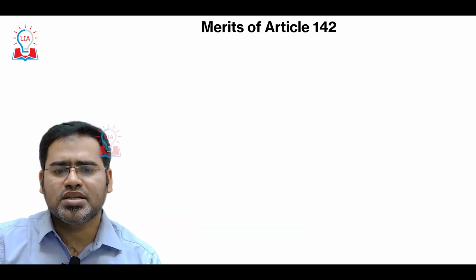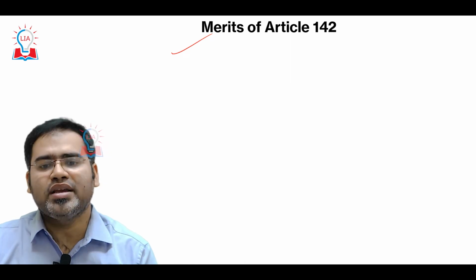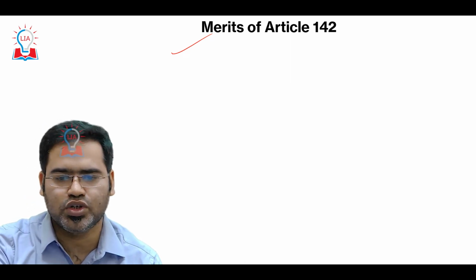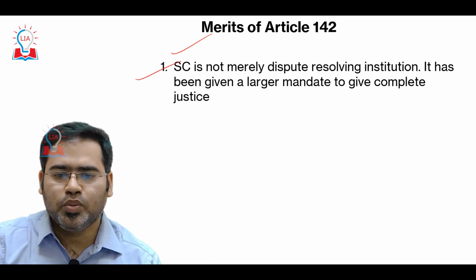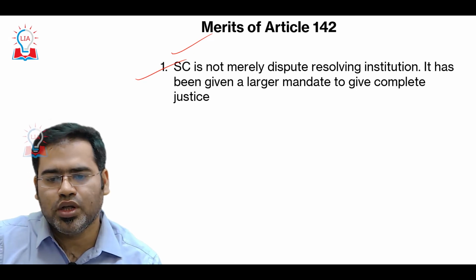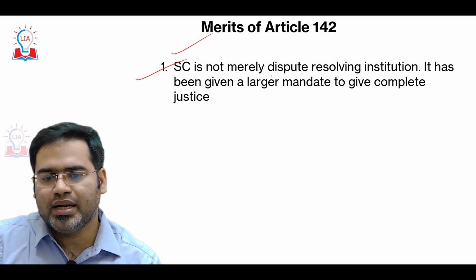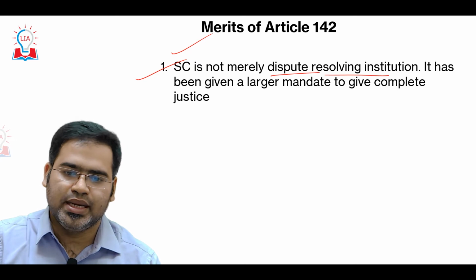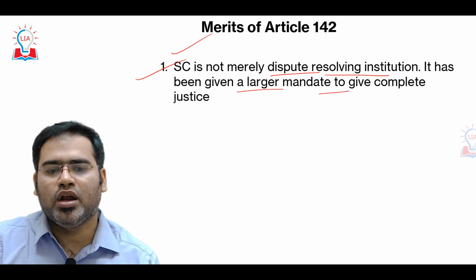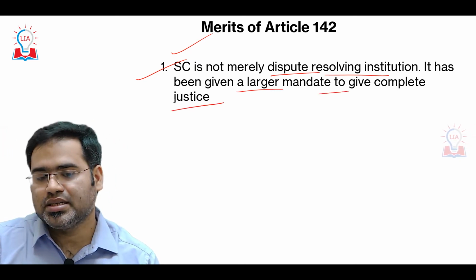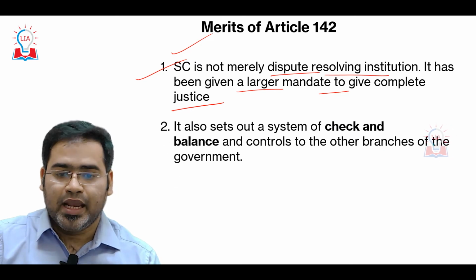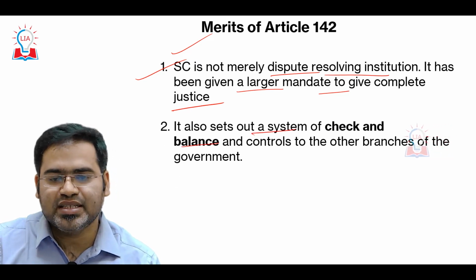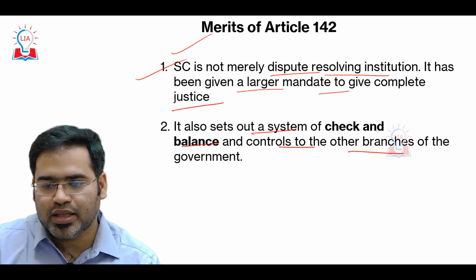Now, what is the merit? Why is the Supreme Court actually using this Article 142? So the merit is this: I told you, the Supreme Court is not merely a dispute resolving institution. It has been given a larger mandate to give complete justice. So that is the reason. It also sets out a system of checks and balances, and it controls the other branches of the government.